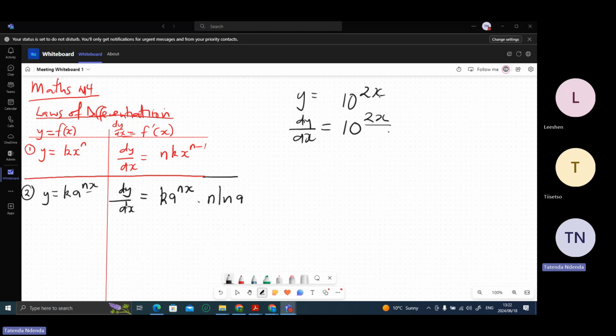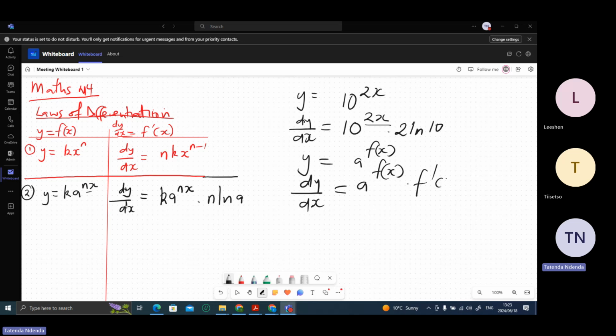If you differentiate 2x, how much do you get? Differentiation of 2x, guys, is what? 2 ln 10. Oh, 2 ln 10. Okay, so this is going to be 2 ln of 10. We get this, guys, by saying if y is equal to a to the power function of x, dy over dx is supposed to be a to the power function of x multiplied by the derivative of the function of x, times ln of a. This is where we get this equation from. We are together there.